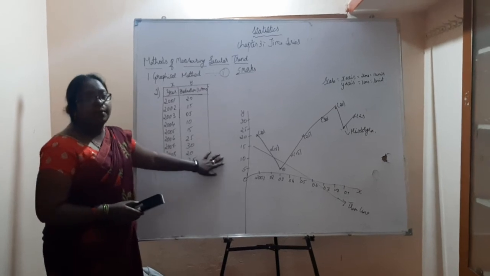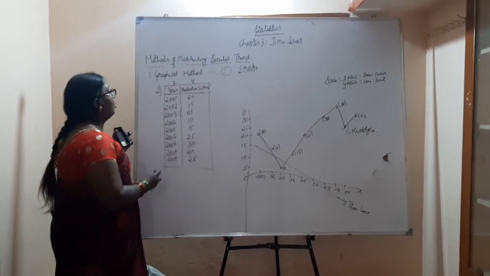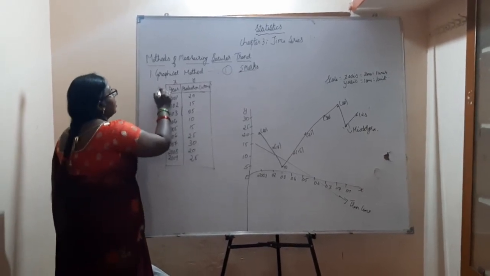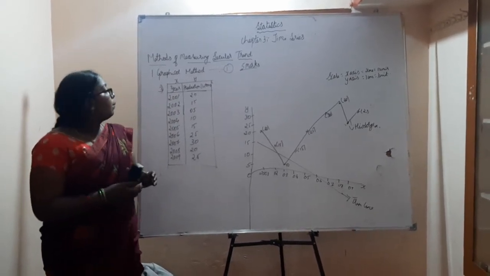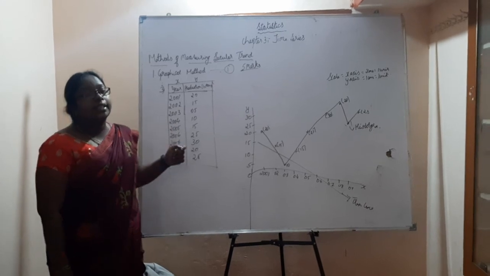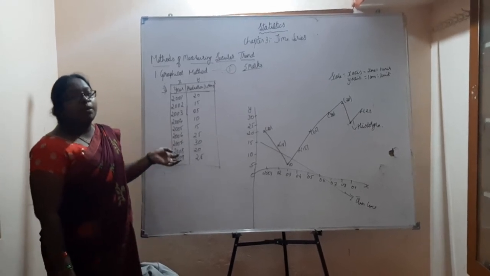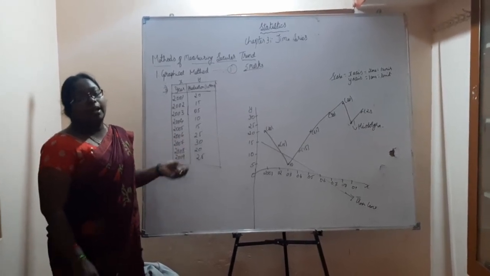This is only an example. You don't need to write the third problem in your classwork. You are going to write only 1 and 2 in your classwork. So with this, the graphic method is over. Next class we will see the second method, the semi-average method.